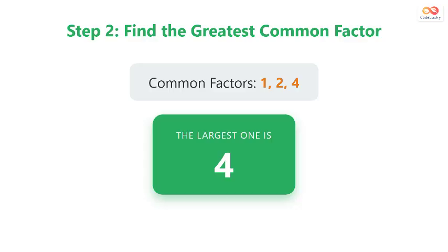Next, we look for numbers that appear in both lists. We can see 2 and 4 are in both lists. The largest matching number is 4. This is called the greatest common factor, or GCF.